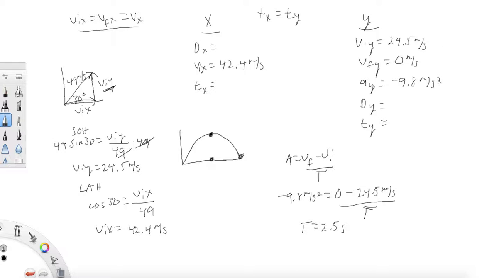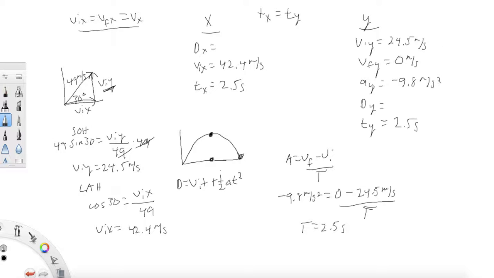So I can take this 2.5 seconds and put it in here, 2.5 seconds for time in the y direction. Now remember, time in the y direction is equal to time in the x direction. So I'm going to say my time in the x is 2.5 seconds also. Alright, so now let's go ahead and see if we can solve for the distance in the y direction. So let's use this formula. Distance is equal to initial velocity times time plus 1/2 at squared.